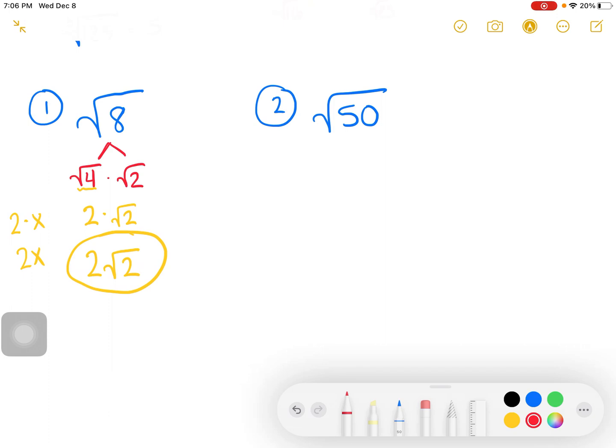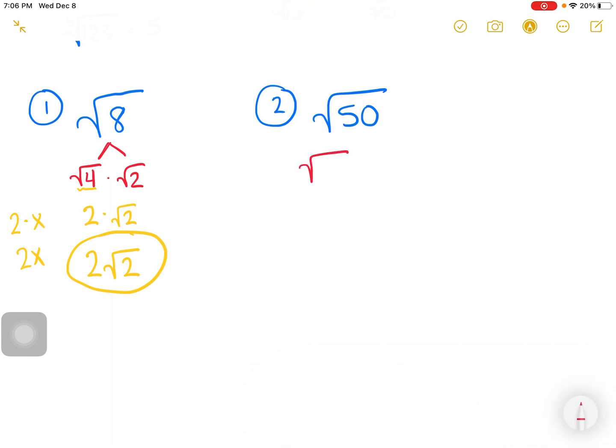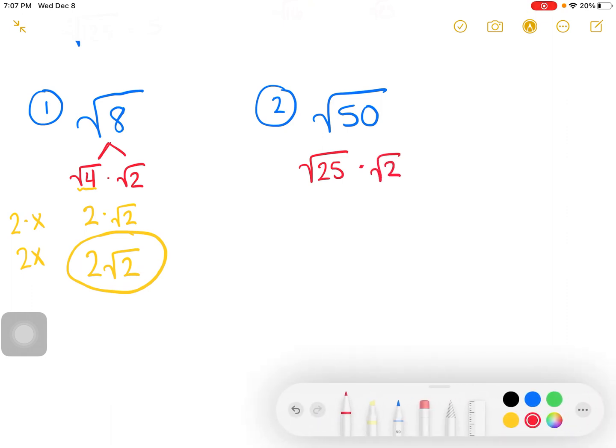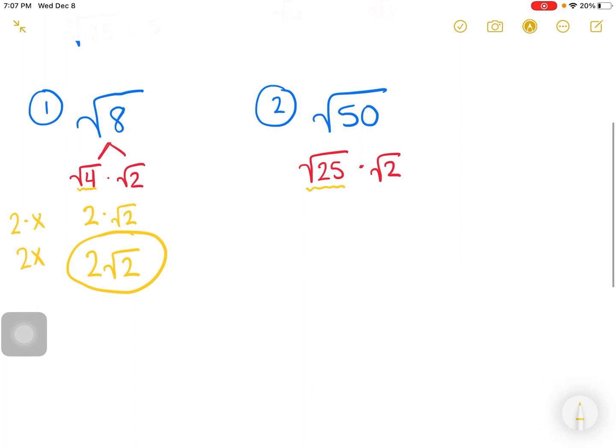Next thing I jump to is 25 times 2. I know 25 is a perfect square. So I'm going to break this down into the square root of 25 times the square root of 2. The square root of 25 is 5. And the square root of 2, I just leave as the square root of 2. I can't do anything else with it. The only thing you multiply to get 2 is 1 times 2, so I can't simplify that any further.